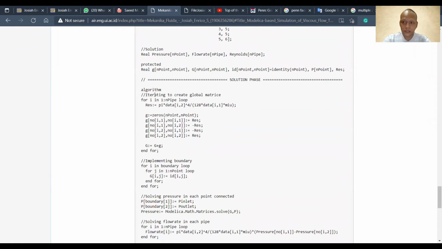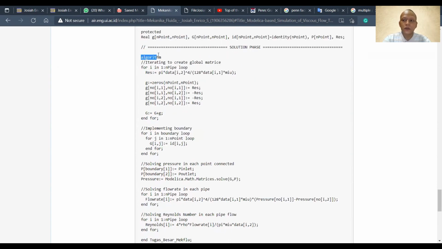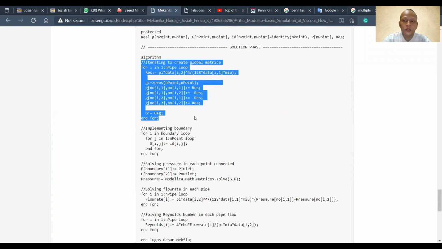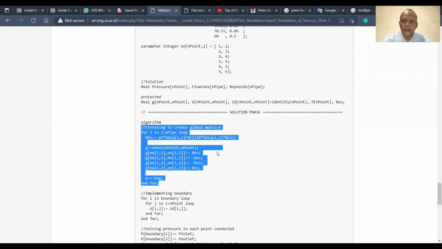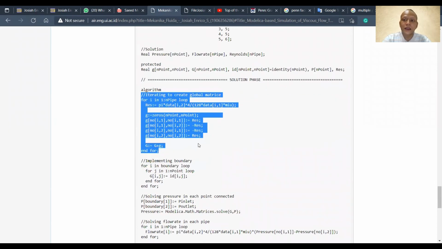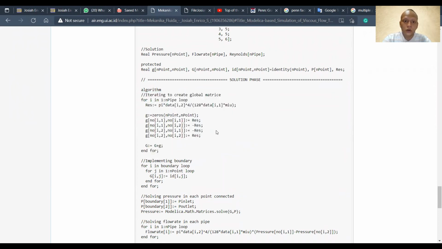It is using an algorithm rather than equations. So I am going to use an iterating method in the first part to do the local matrix and the global matrix calculation simultaneously. As you can see right here, this is indexing the first local matrix for each pipe, and then this part is indexing for the global matrix, and this is the summation part where you add all those local matrices into one single global matrix.